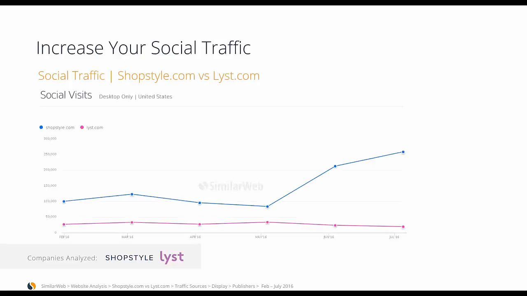So discovering where your brand should be is a very, very important part of online marketing. And you need to increase your social traffic. We see we're back to ShopStyle versus List. We can see ShopStyle had this huge increase in social visits from May to June. They really increased their social traffic.